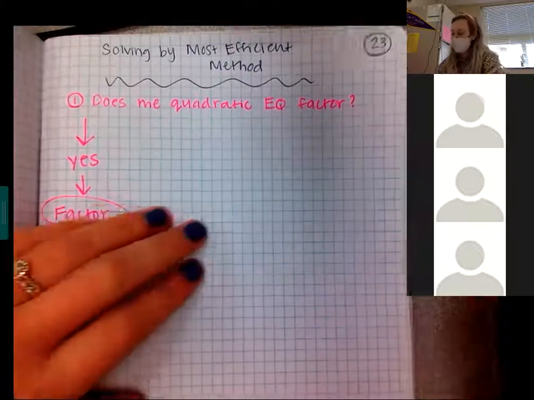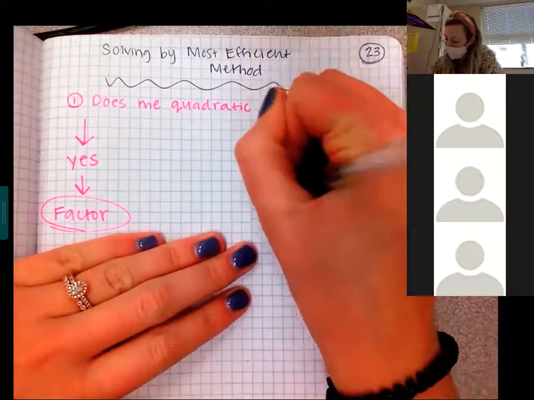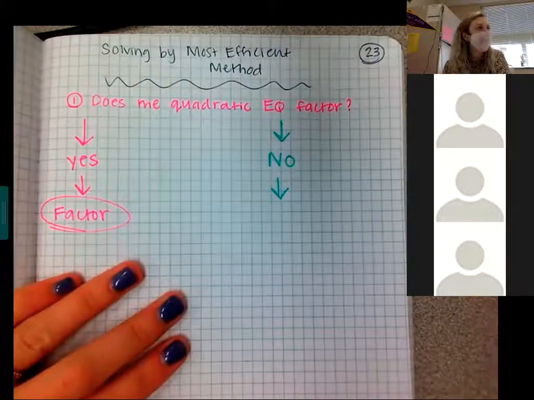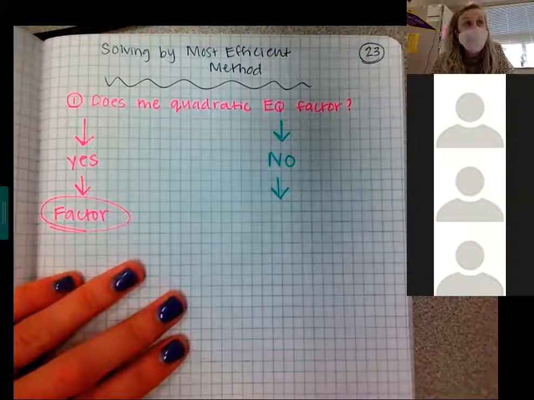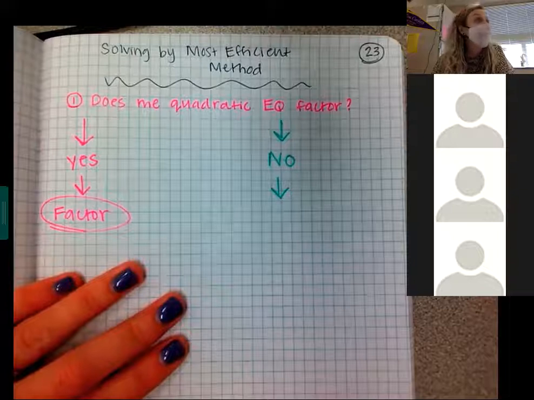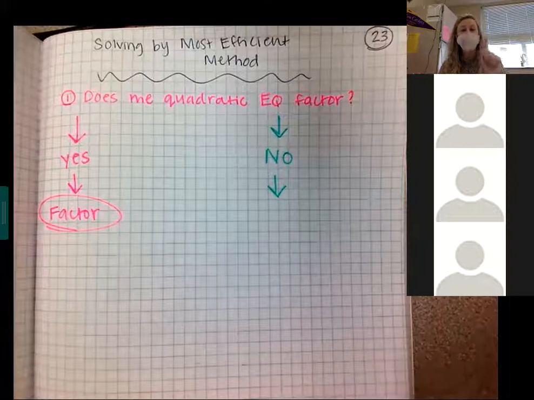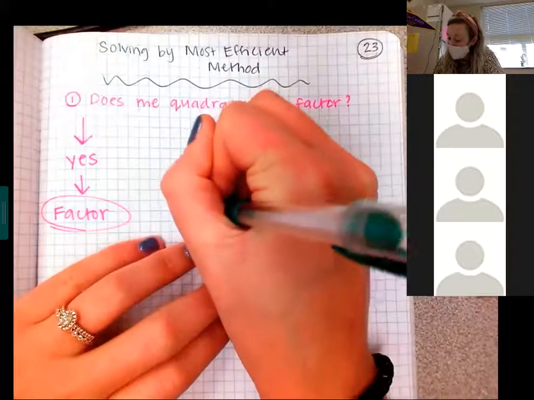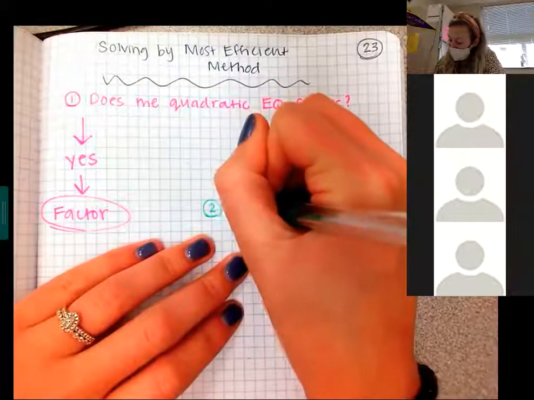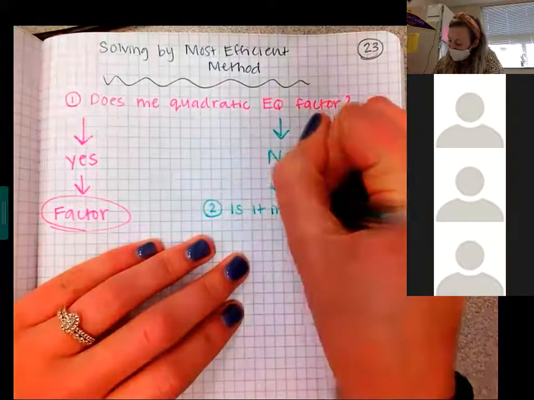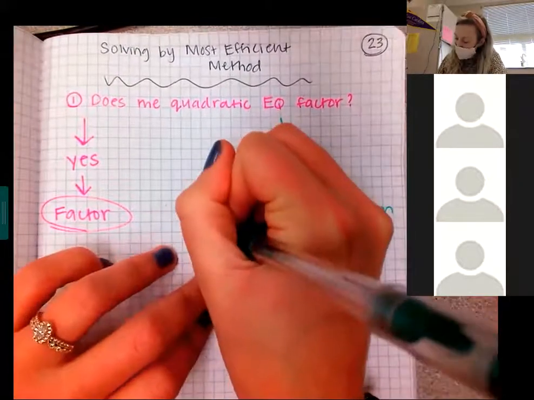What if the answer is no? What do you think we'll check next? Close. The order of efficiency is actually the order I taught it to you in. So what did we do next? What did you say, Carter? Square root method. So the next thing you're going to ask yourself, if it will not factor, is: is it in vertex form? Or what's the other thing that could happen when we use square root method?